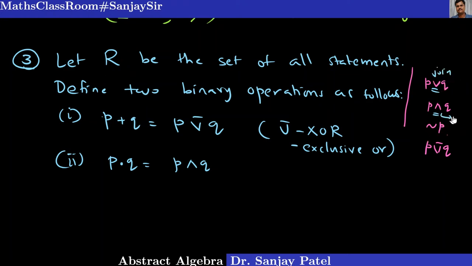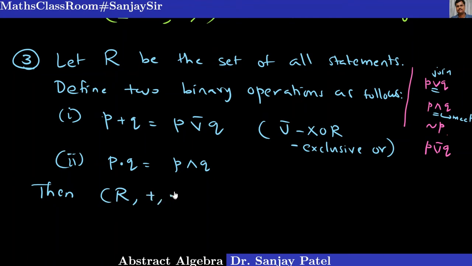This symbol is known as meet also. That is conjunction and this is known as disjunction. There are various names in different types of concepts. So P dot Q, multiplication of two statements, we define as P and Q, that is, the conjunction of P and Q.